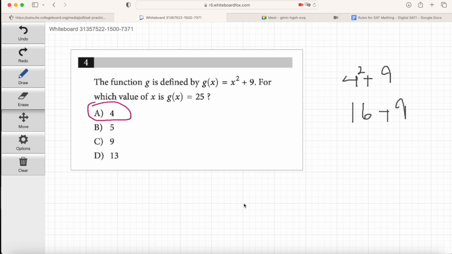Yeah. You could also, there's another way to do it too. You could plug in 25 for g of x and solve this algebraically. You could plug it in like this: 25 equals x squared plus 9. And then you'd have to subtract 25 on both sides and do some factoring. You could do all that.